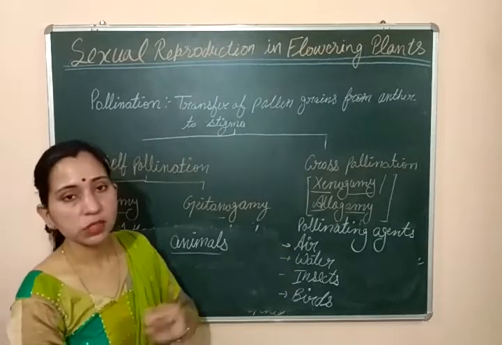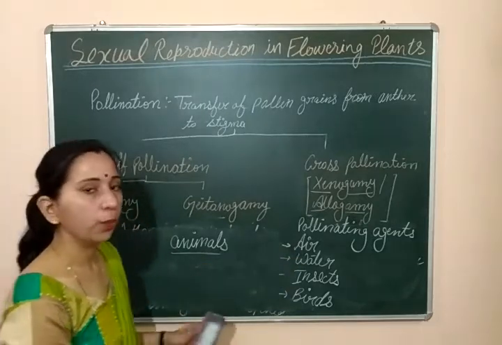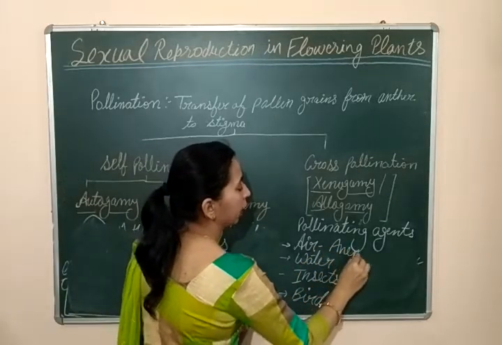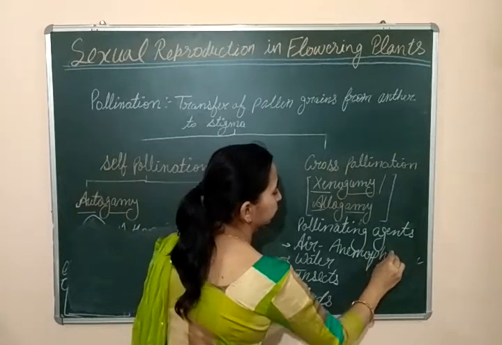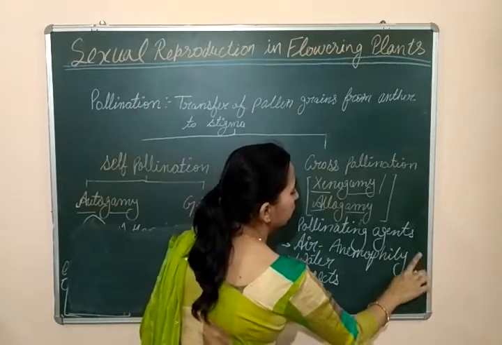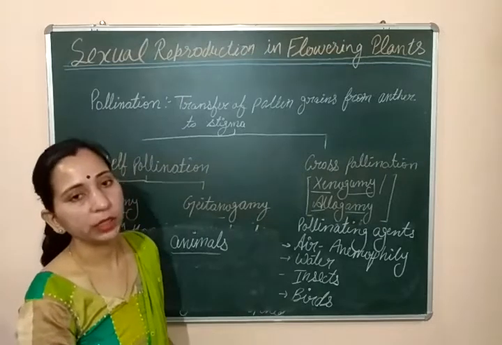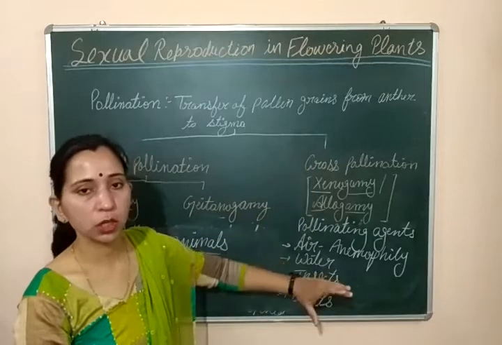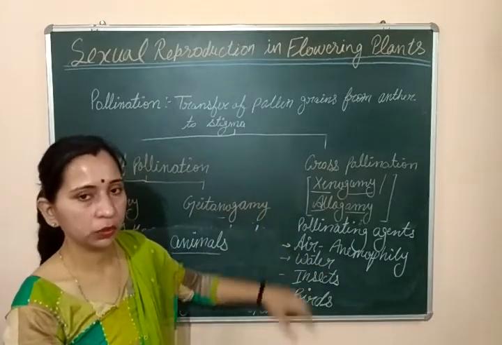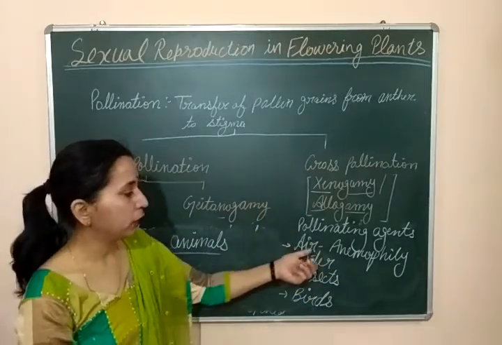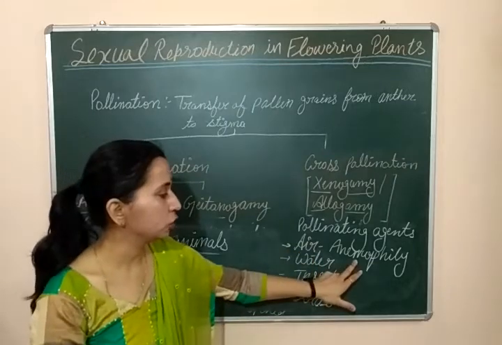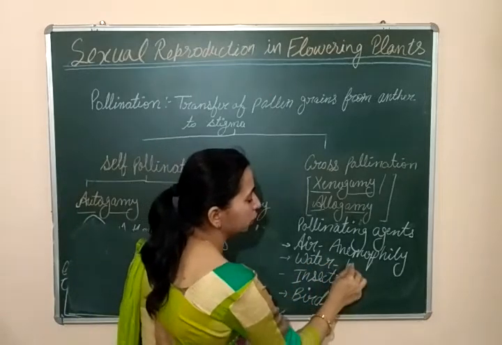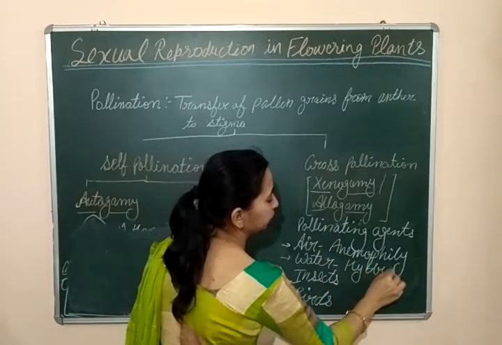When air is used as a pollinating agent, such pollination is known as anemophily. When air is used as a medium of transfer of pollen grains from one plant to the stigma of the flower of a different plant, it is known as anemophily. When water is used as a medium, we use the word hydrophily.